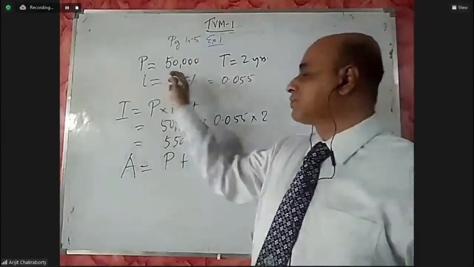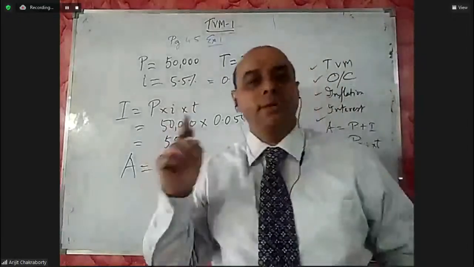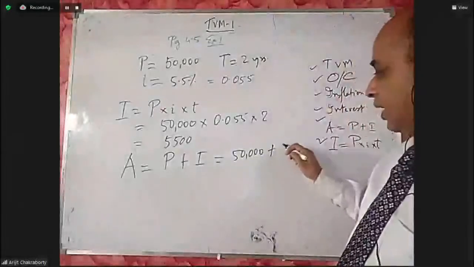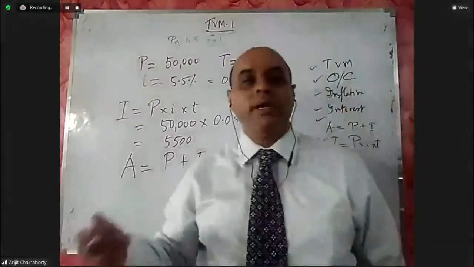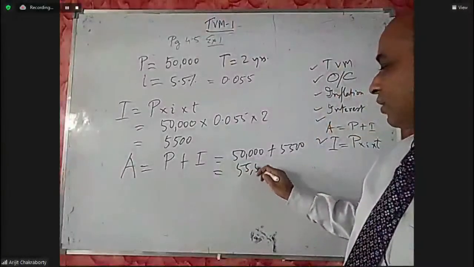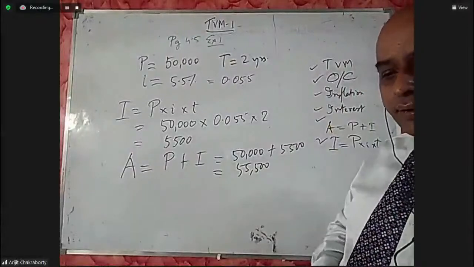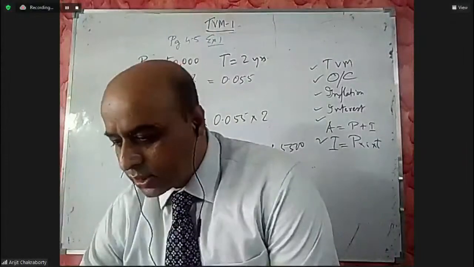Here, the principal is 50,000, right? And the interest is 5,500. So I will add 5,500. So the balance at the end of the year, at the end of 2 years, is going to be 55,500. Fine, right?